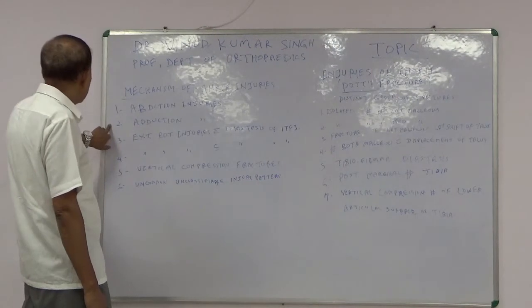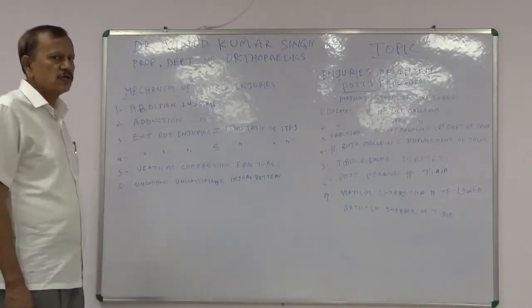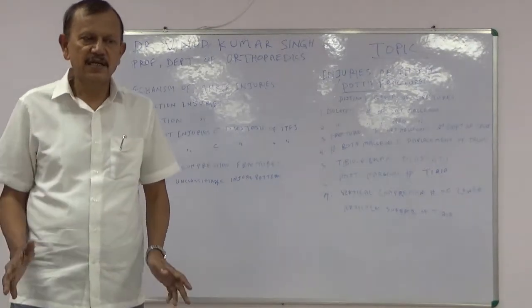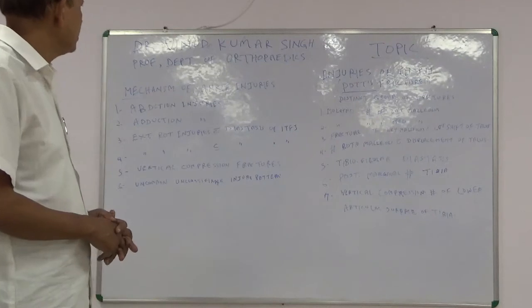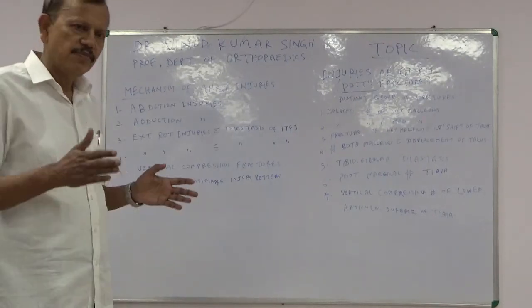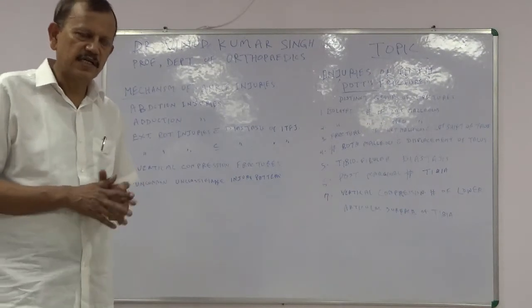So, starting from the first one, that is abduction injury. What happens? Abduction injury causes an abduction force, and there is a stress on the medial structures. The medial structures are the medial malleolus and the deltoid ligament.